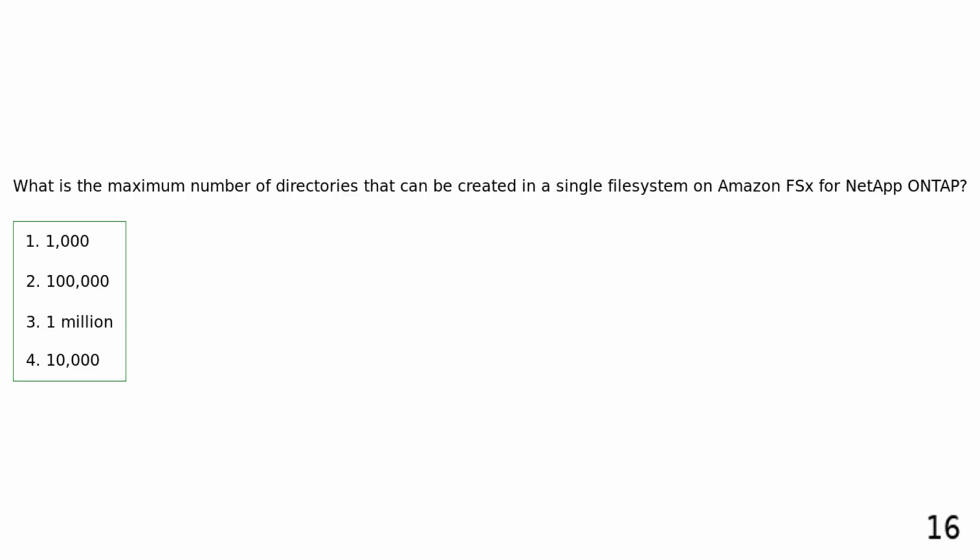What is the maximum number of directories that can be created in a single file system on Amazon FSx for NetApp ONTAP? 1,000. 100,000. 1,000,000. 10,000.